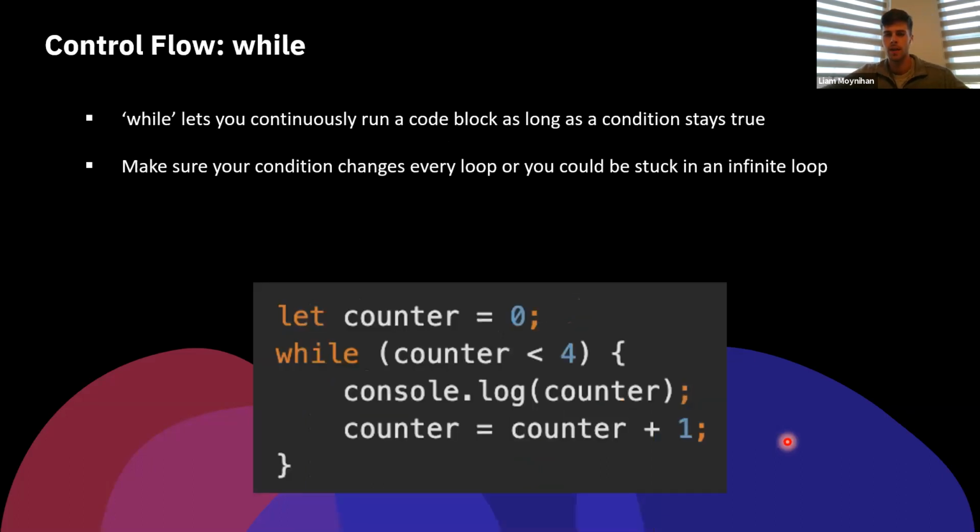So the next type of control flow we're going to talk about is while. And while is similar to if, but it will continuously run that code block as long as the condition stays true. So down here we're defining a variable called counter, and we're going to set it to 0. While the counter is less than 4, we're going to run this block of code, which is going to print out the value of counter, and then also add 1 to counter. So who can tell me how many times this is going to run?